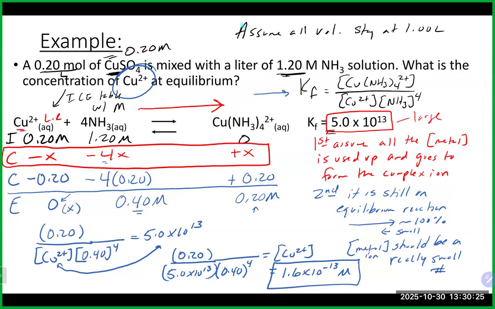This is also a good check: if you did this calculation and ended up with a really large number for your copper, you screwed up, yes? Because it should definitely be a really small number that is freely floating. Again, the reason we have these really large K values is that it is favored to make the complex ion, which means it is favored to go to the right and make products, and that means we should have a small amount of free ions floating around. Any questions on that?